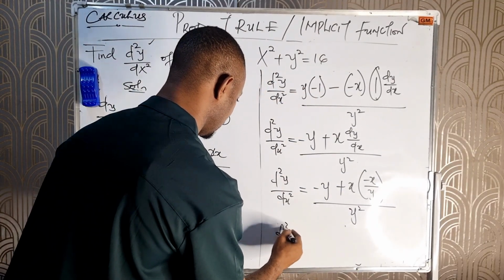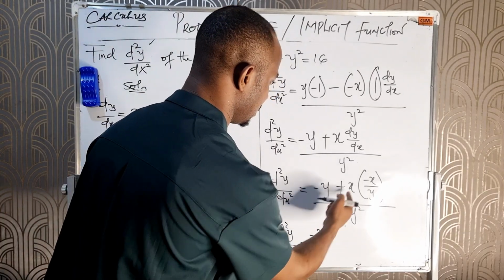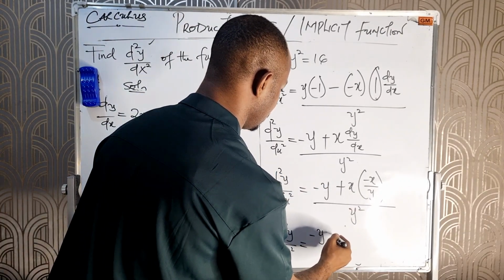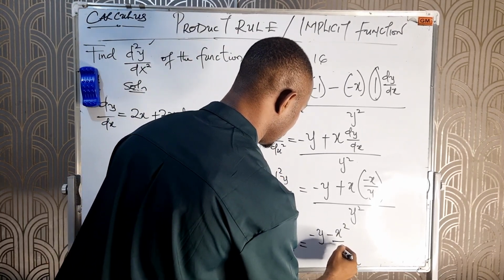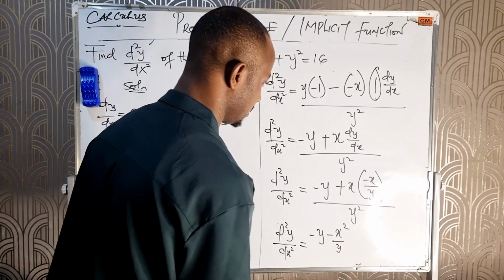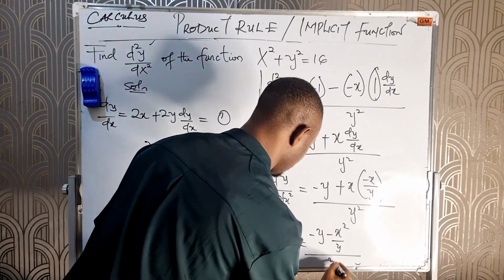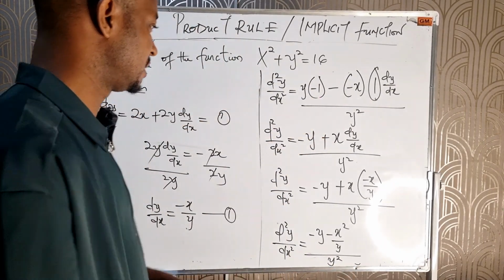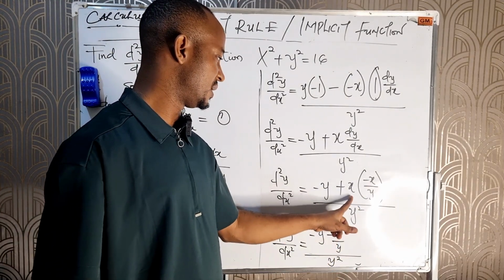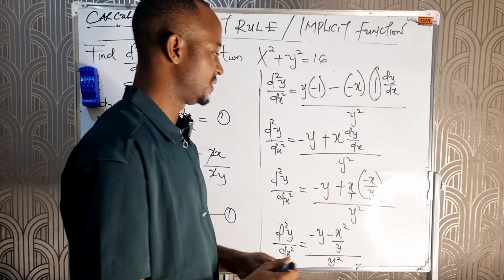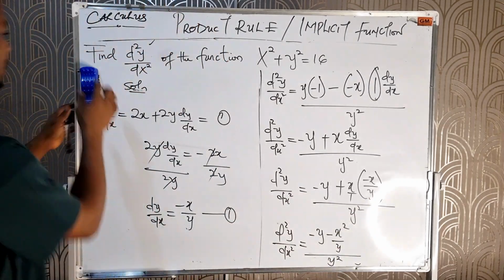So we have d²y over dx² equals minus y minus x times x, which will give us minus x², over y, of course, all divided by y². I'll repeat again. This x times minus x will give us minus x². Then this is over 1. This is like saying x over 1, right? So this times this will give us this. 1 times y will give us y. All right, so let's proceed. Let's finish up this.